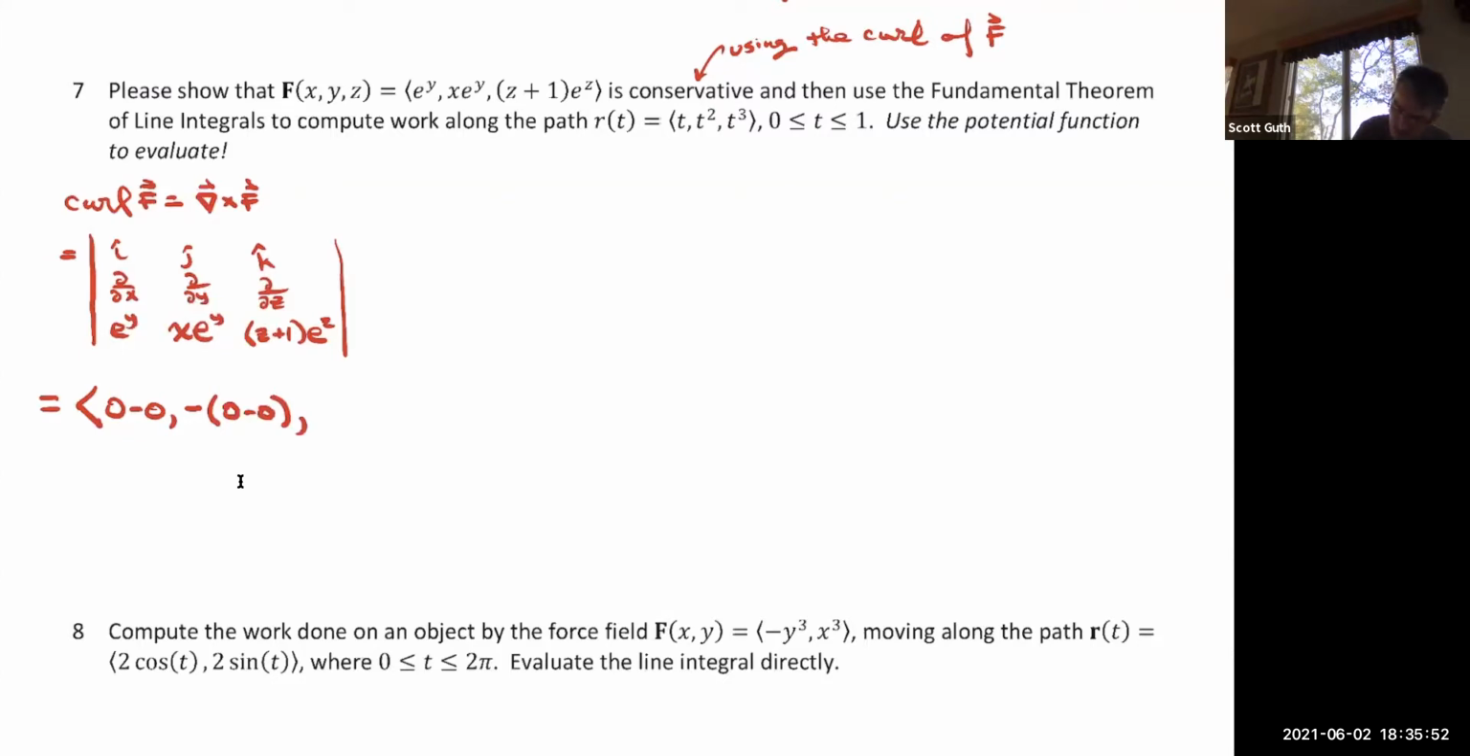And then for the k component, we go like this. So with respect to x, of x e to the y, I think that'll just be e to the y minus. Now this way, the derivative with respect to y of e to the y, that's again e to the y. So you get an e to the y minus e to the y. And of course, this is just a 0 vector.